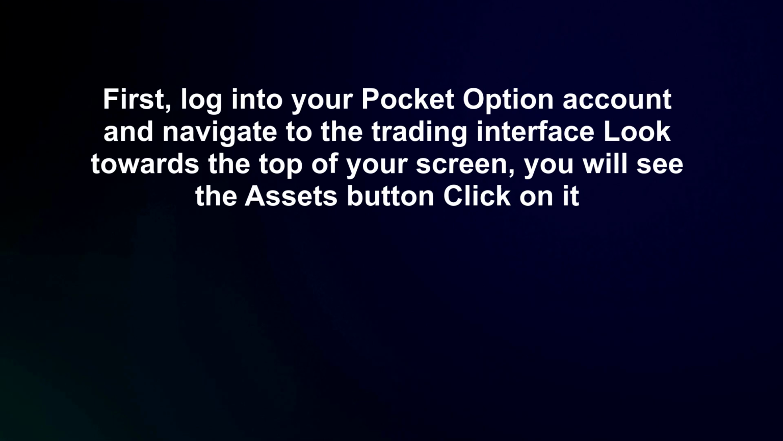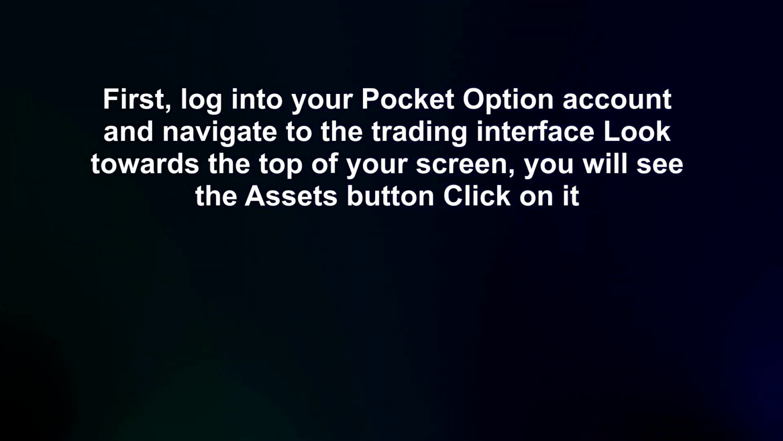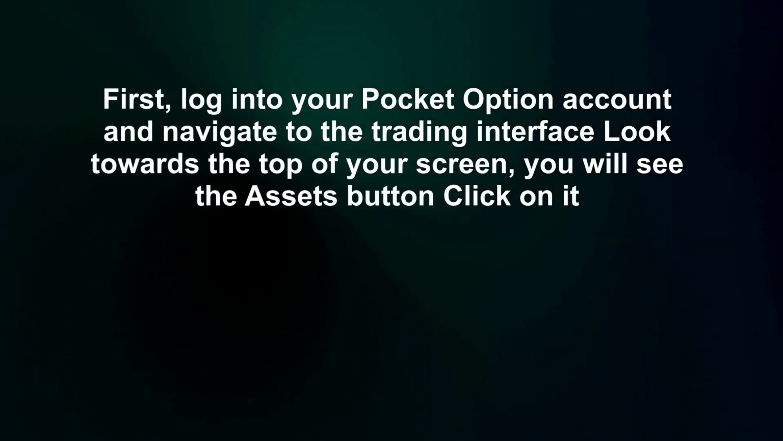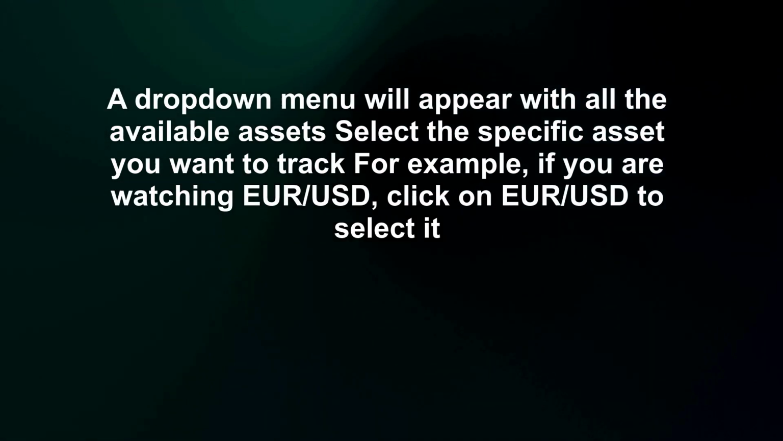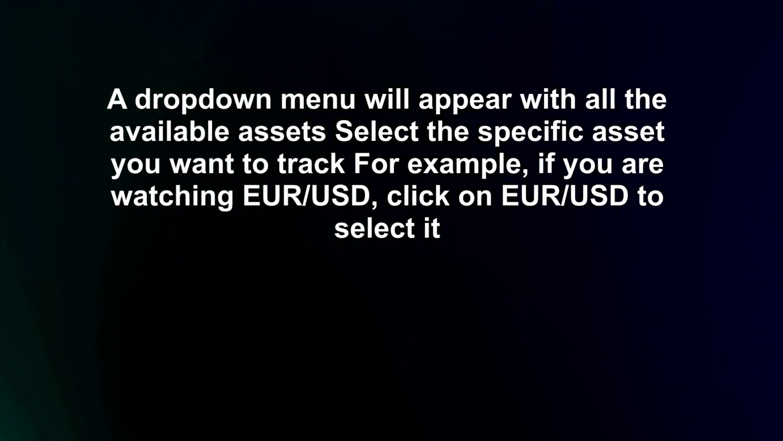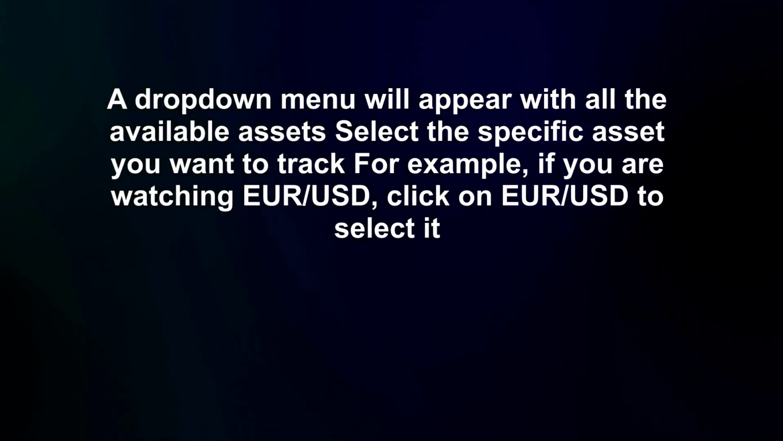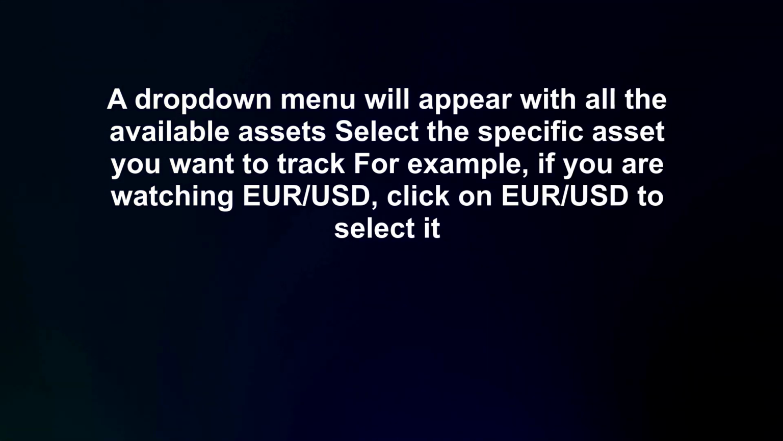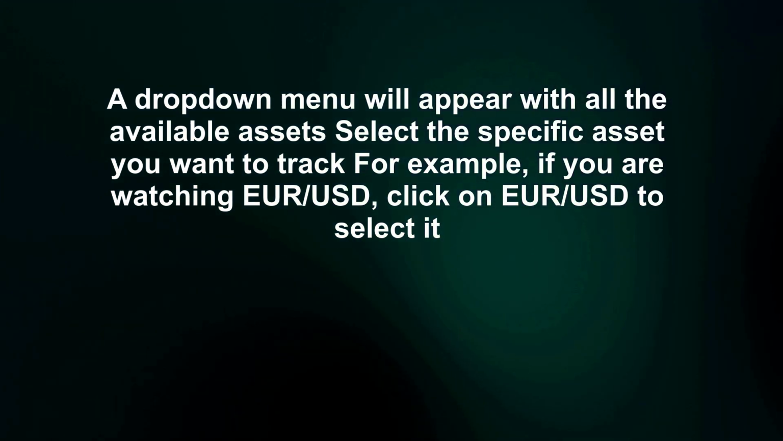First, log into your Pocket Option account and navigate to the trading interface. Look towards the top of your screen. You will see the Assets button. Click on it. A drop-down menu will appear with all the available assets. Select the specific asset you want to track. For example, if you are watching USD, click on USD to select it.